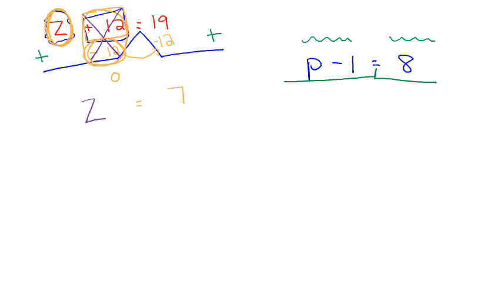So the mission, should you choose to accept it, is to get p all by itself on its own side of the equation with no neighbors, no friends, and nothing happening to it. But this is happening to it. How do we get rid of that? What's the opposite of subtraction? You're going to add. Okay.